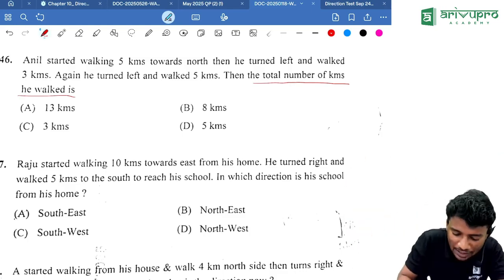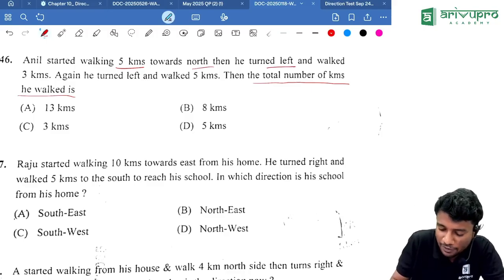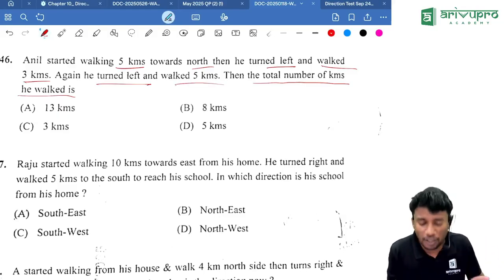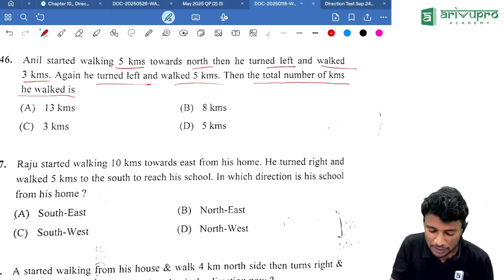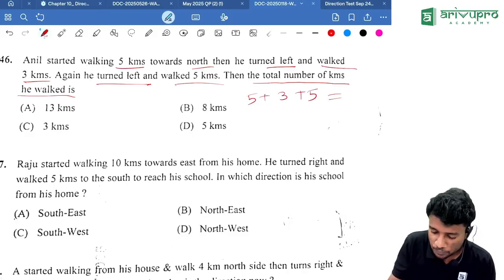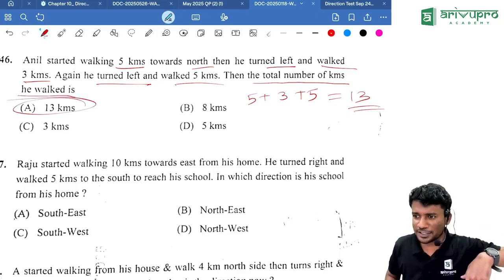Yes. So, Anil started walking 5 kilometers towards north. Then he turned left and walked 3 kilometers. Again turned left and walked how many kilometers down? 5 kilometers. The total distance walked by him is how much? 5 plus 3 plus 5. That is how much? 13. Option A.